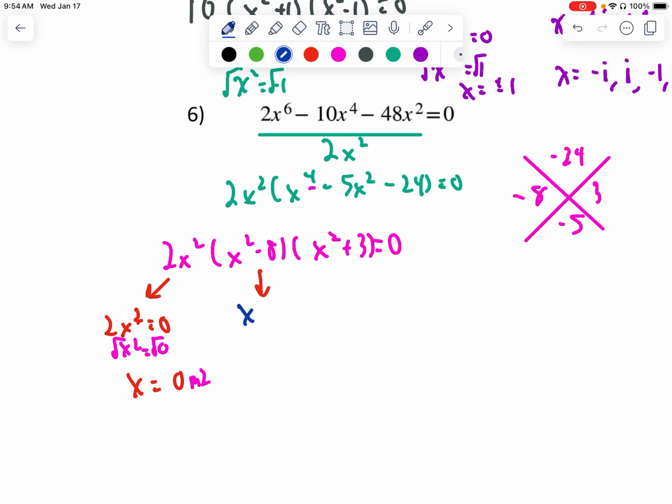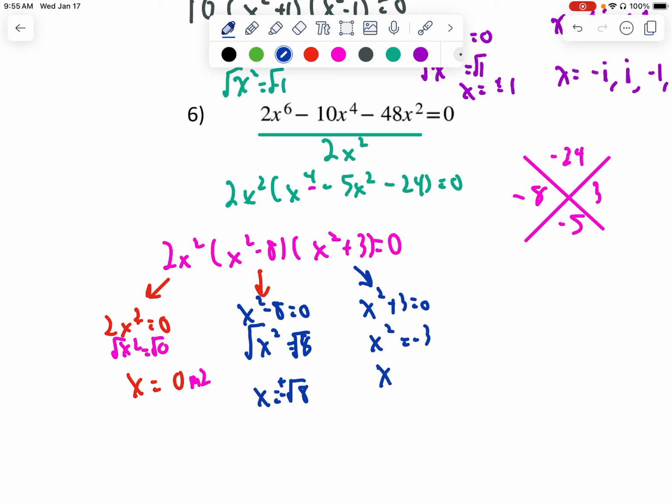And then we'll move over to this x squared minus 8 equals 0. If I add 8 on both sides, I get x squared equals 8. Take the square root of both sides to get x equals positive negative square root of 8. And then lastly, we have x squared plus 3 equals 0. Subtract my 3 on both sides, get x squared equals negative 3. And then take the square root of both sides, get x equals positive negative i root 3.